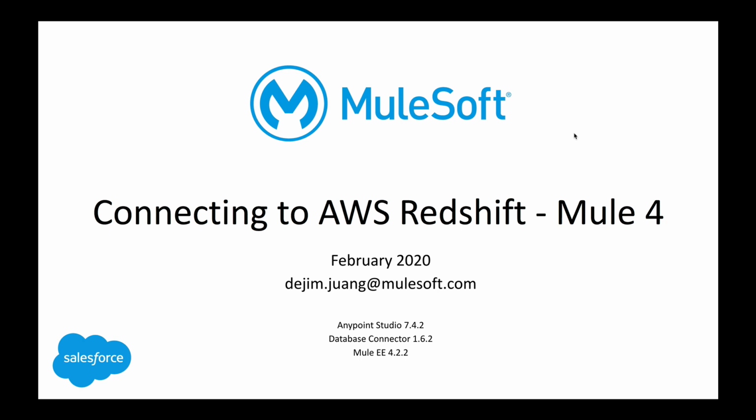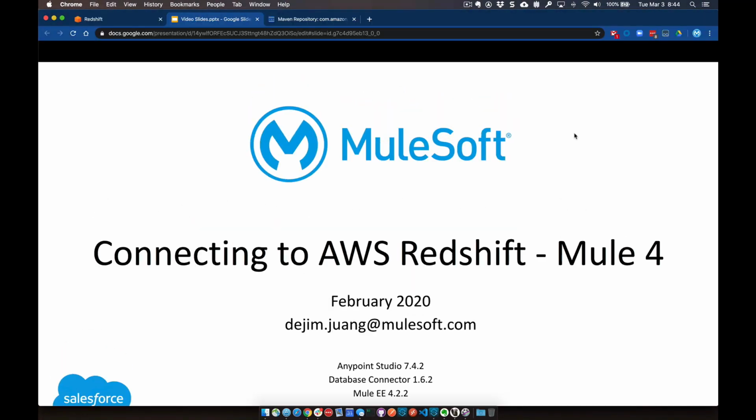Hey everyone, welcome back. This is an updated video on how to connect to Amazon's AWS Redshift for Mule 4. I made this video based off of a comment that I had from another viewer on issues they were having with the previous version. So this is just an update for Studio 7.4.2 showing how to connect to Amazon's Redshift environment. Okay, let's go ahead and switch over to Studio.